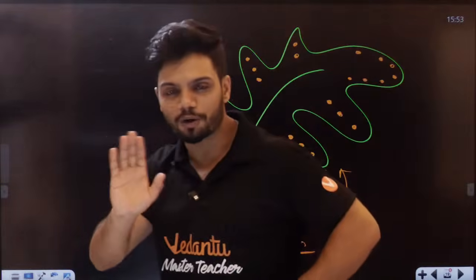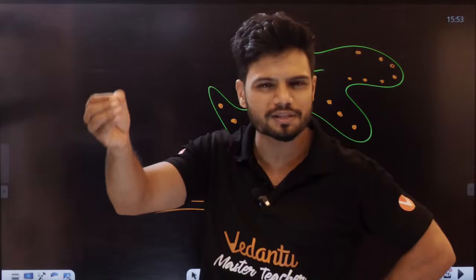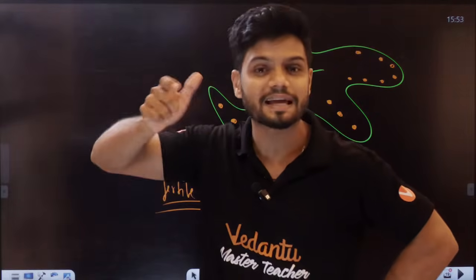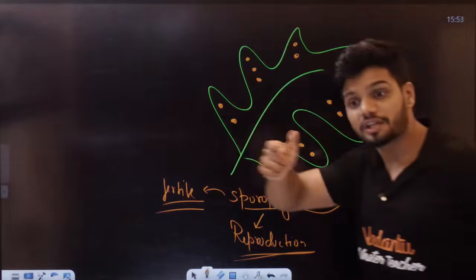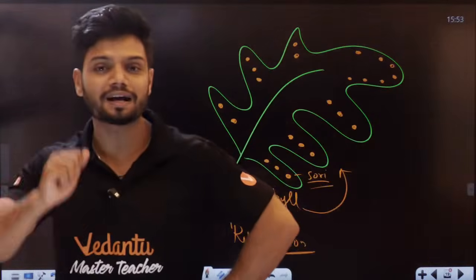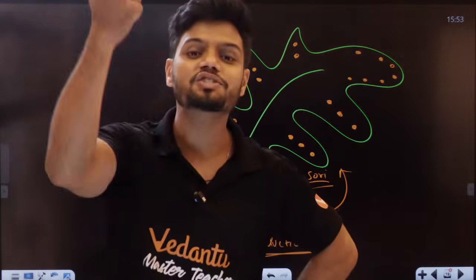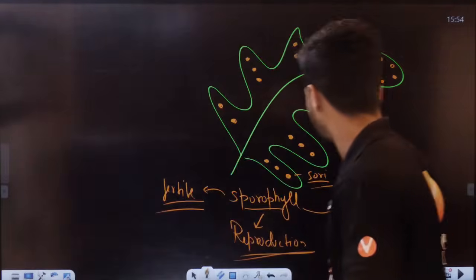किसी और लीफ, नॉर्मल लीफ कुछ नहीं करता, नॉर्मल लीफ सिर्फ फोटोसिंथेसिस करता है, आराम से रहता है. बट फर्टाइल लीफ है हमारे पास, जो स्पोरोफिल लीफ है, ये स्पेशल लीफ है हमारा. स्पेशल लीफ क्या करता है? स्पेशल लीफ फर्टिलाइजेशन करवाता है, फर्टिलाइजेशन करवाता है ये लीफ.